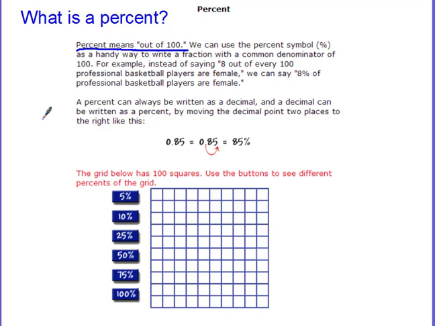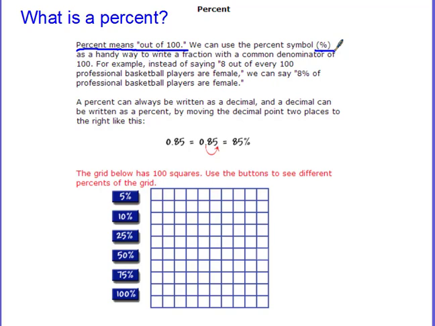You can have a percentage greater than 100. You can have a percentage less than 1. But every time we're doing that, we are comparing a number to 100. Okay, we can use the percent symbol, this little symbol right here, as a handy way to write a fraction with a common denominator of 100. For example, instead of saying 8 out of every 100 professional basketball players are female, we can say 8% of the professional basketball players are female.